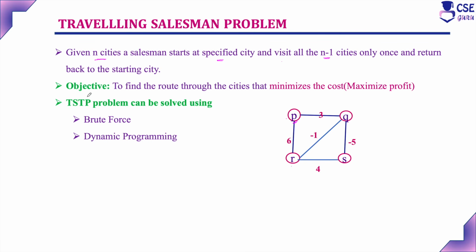The objective of the traveling salesman problem is to find the route through the cities with the minimum cost. He has to travel from one city to another with the minimum cost. The cost should be reduced, so that it will maximize the profit. That is the main aim of the traveling salesman problem. It can be solved using the brute force technique and the dynamic programming technique. First we will discuss how TSP can be implemented using the brute force technique.